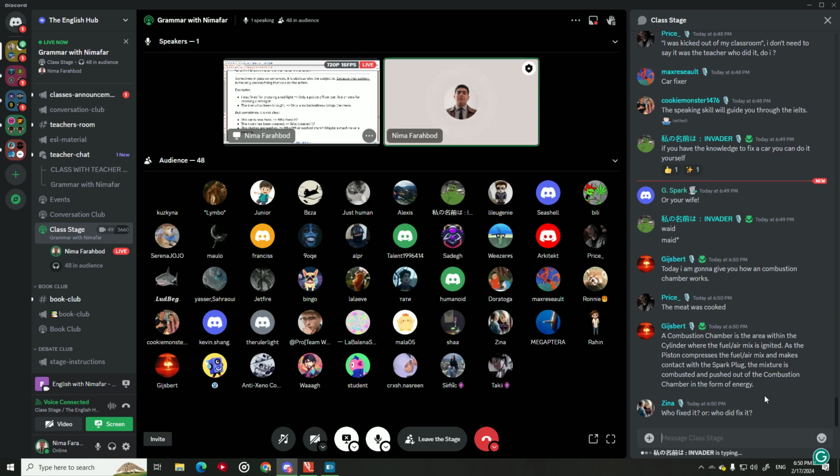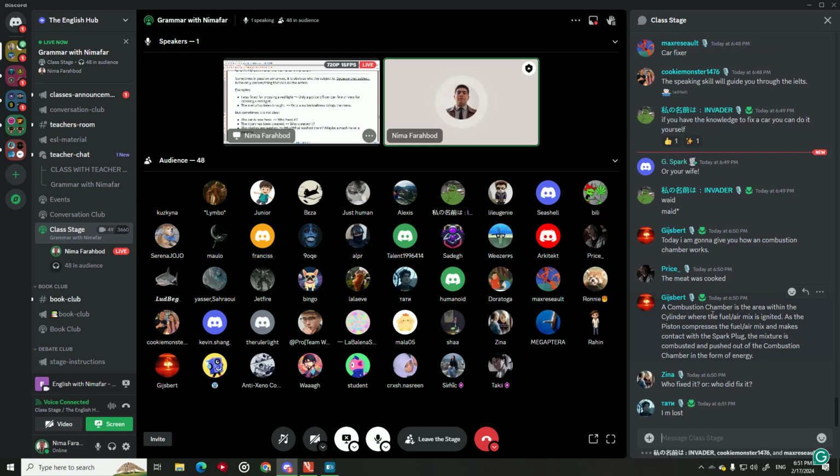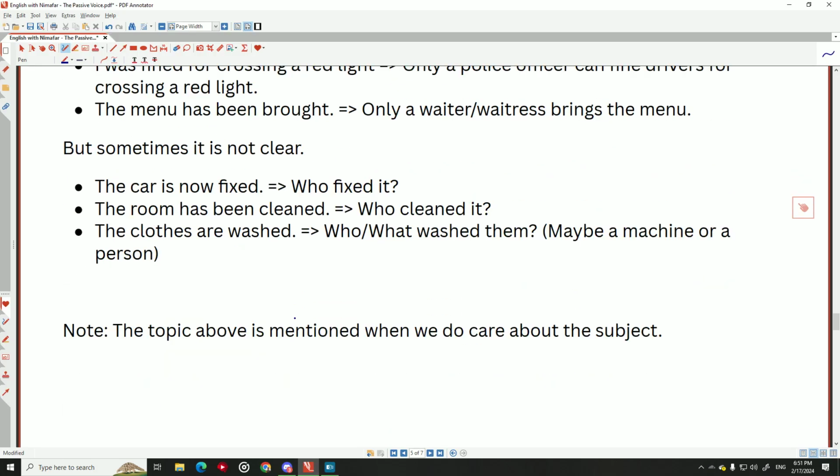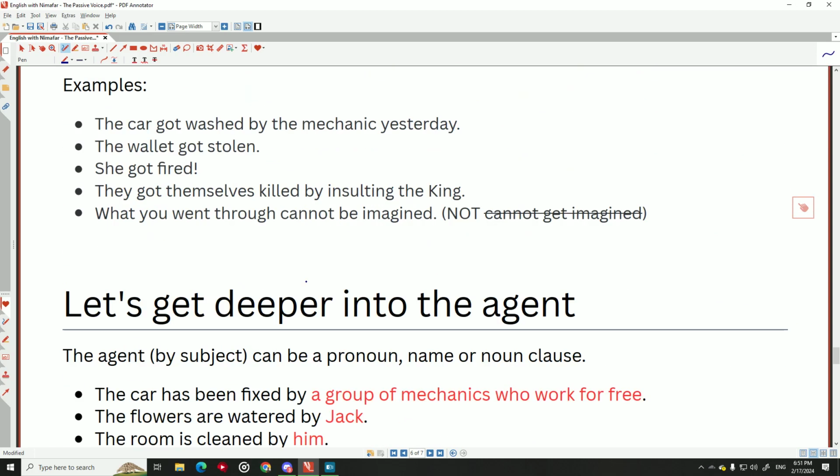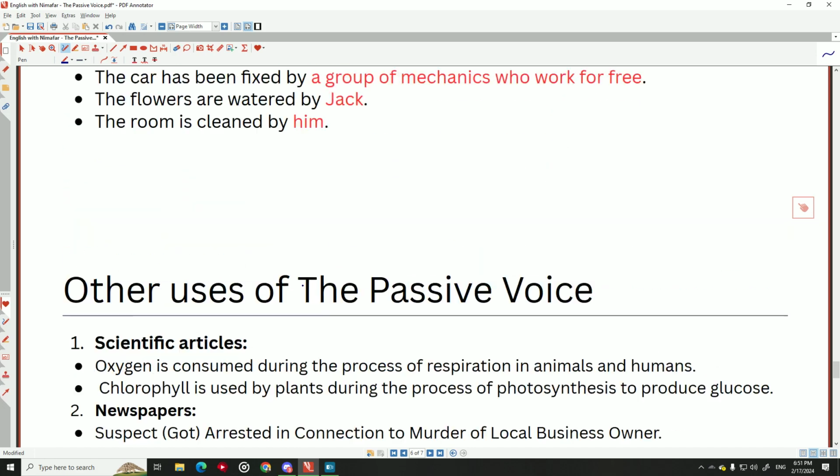Okay. Who fixed it? Exactly. No. Who fixed it? The meat was cooked. Okay. For example, who cooked it? Maybe your mother, maybe your father, maybe yourself, something like that. So that was the point here. The last part of this, yeah.